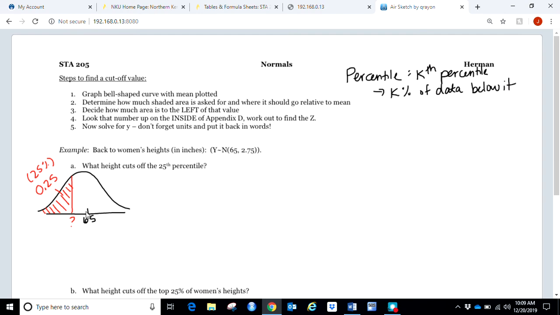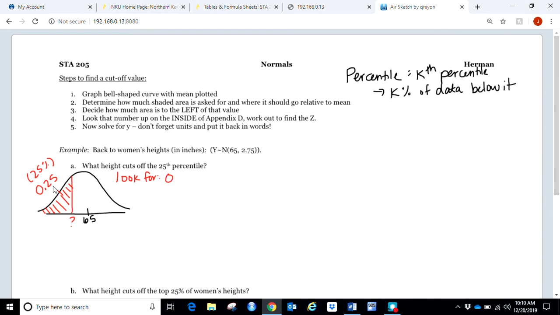What I can also tell from my picture is that my z is going to be negative again because I fell below the mean. So following these steps, we've done the first two, and we're now at step 3, figuring out how much area is to the left of that value. Again, we're looking left because our table looks left. So how much is to the left of my question mark? This 0.25. So I'm going to go looking in the table for 0.25.